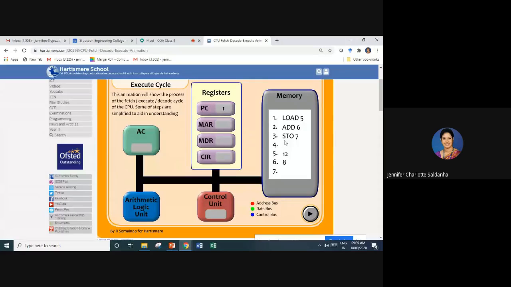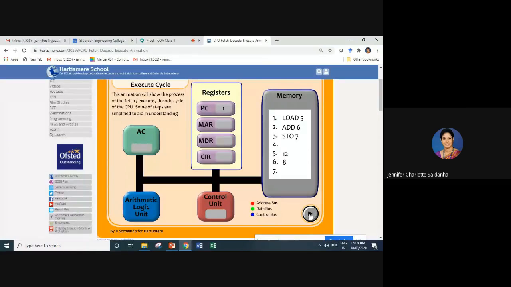Now, what is the first step? To fetch the program or the instructions from the memory. Assume that this is the first instruction of the program. To fetch any instruction, its address has to be present in the program counter, which is already there. The program counter will have the address of the first instruction in the program by default. Program counter holds the address of the first instruction, 1.